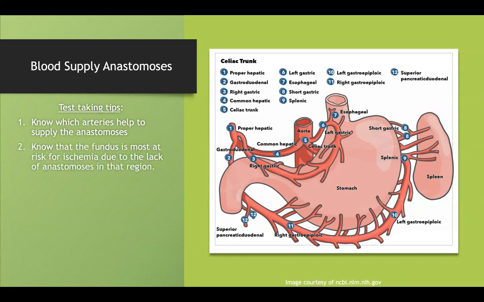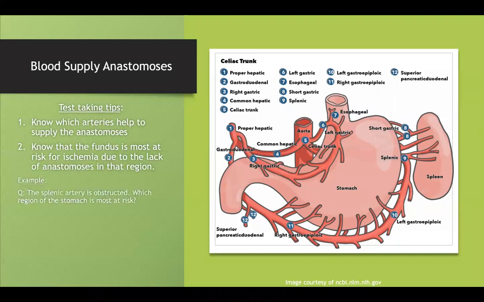Another thing they like to test is the fact that the fundus is the most at risk for ischemia because there is a lack of collateral blood circulation. As we've talked about, the lesser curvature is covered with the left gastric and the right gastric helping each other out. And the inferior portion of the stomach is covered by the right and left gastroomental or gastroepiploic arteries. But the top left region, technically, of the stomach, the fundus, has a little bit of problem with that.